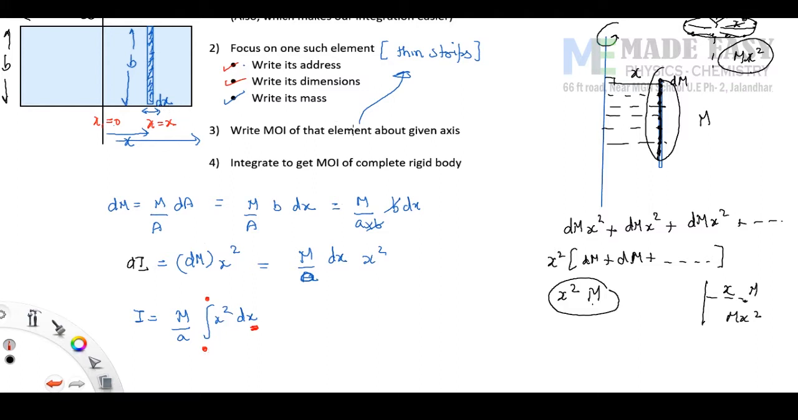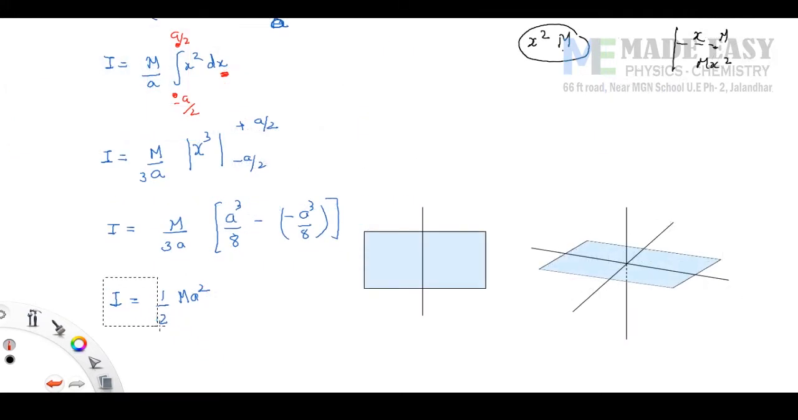Okay, your first element. See, the elements I have taken are thin strips. This will be my first element, the first thin strip, and this is going to be my last element, the last thin strip. What will be the x value for this element? This is going to be x equal to minus a by 2, right? And the x of the final element is going to be x equal to plus a by 2, because the whole length is a, width is b. So here you need to put minus a by 2, here plus a by 2. You just need to integrate. So the final moment of inertia about the given axis is 1 by 12 ma square.